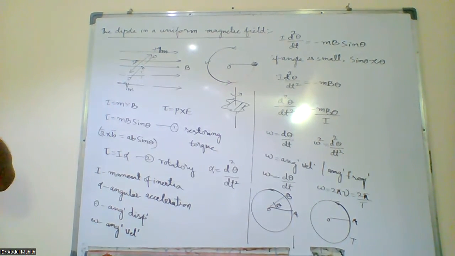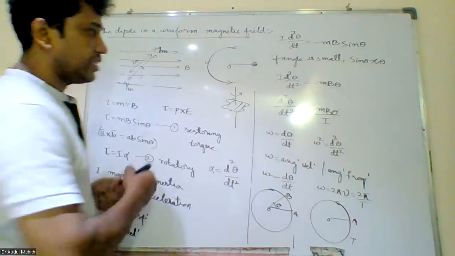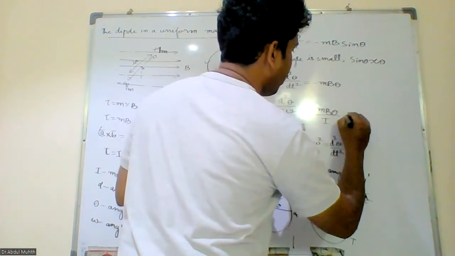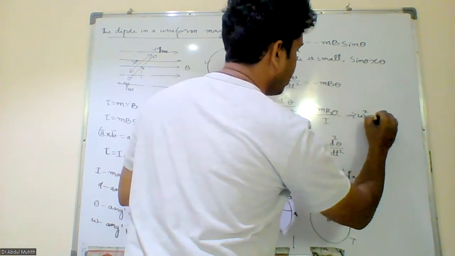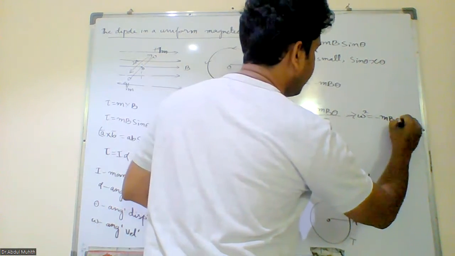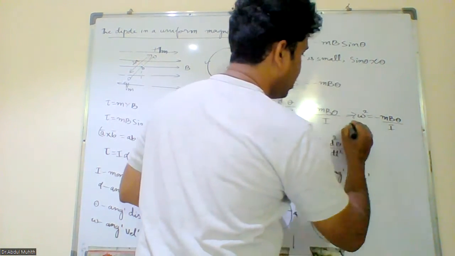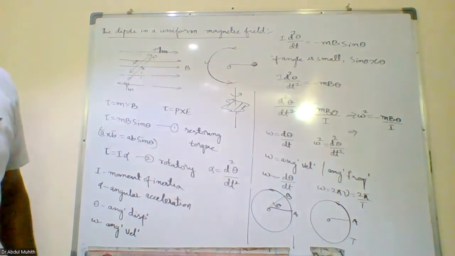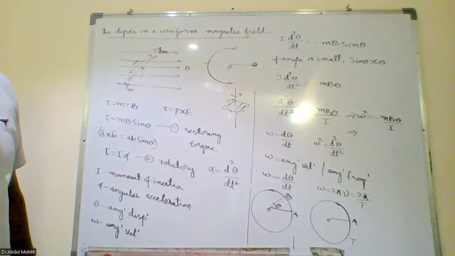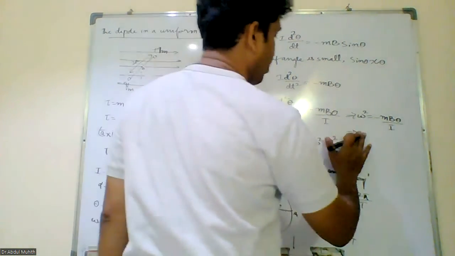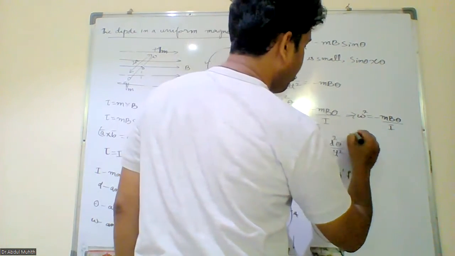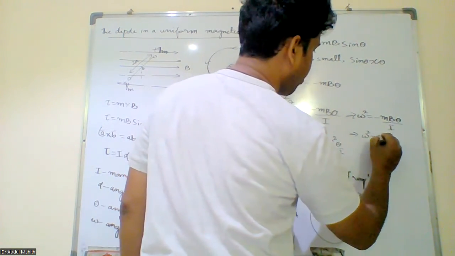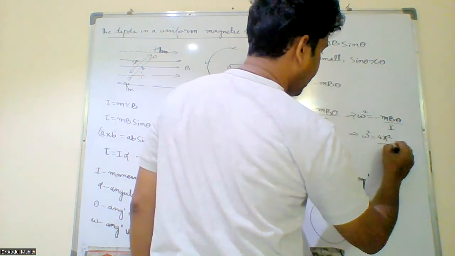Now, can I write this value as omega square? Omega square is equal to minus mB theta by I. What is that value? T is omega square. Now omega square value will be equal to how much? 4 pi square by T square.